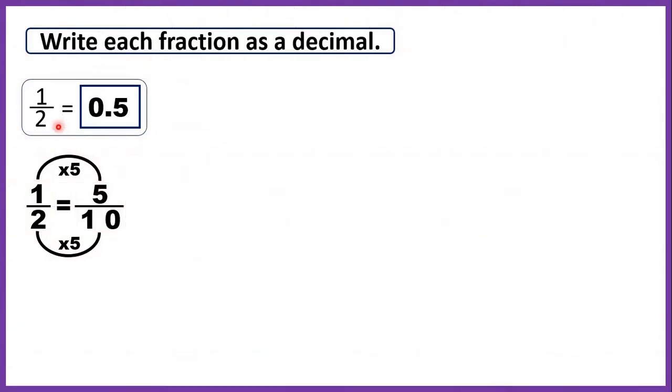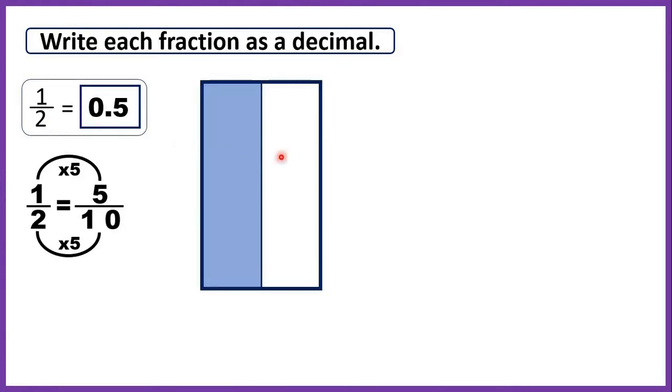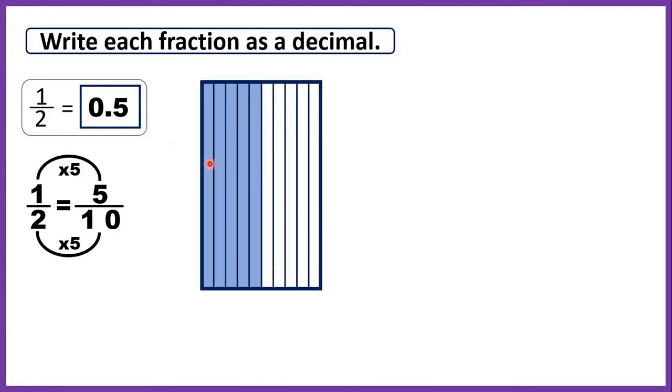So let's go back and have a look at this first question. We had 1/2, but we changed that to 5/10ths so that we could write it as 0.5, and you can see exactly the same amount of the fraction bar or rectangle is shaded. We've just changed it into tenths because with tenths we have a decimal place value.